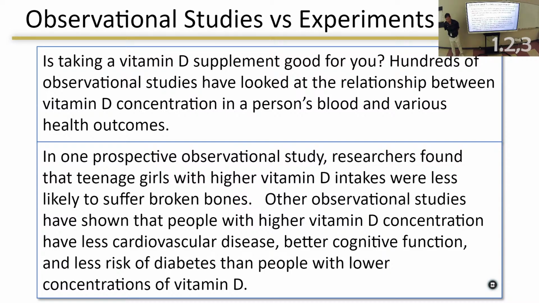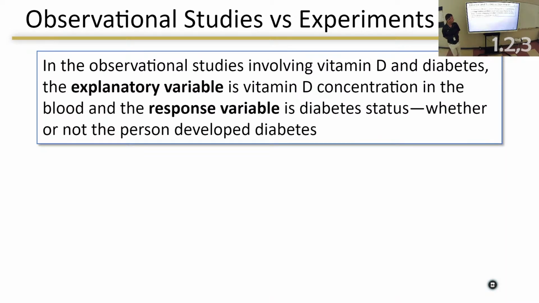It doesn't prove anything. So you can't say getting vitamin D supplements keeps me from getting broken bones, or that it helps me with cardiovascular disease, cognitive function, all that stuff, because it's just an observational study. They've shown a relationship, but they do not show cause and effect. And those are two different things. Everybody good? In this observational study, the explanatory variable is vitamin D.